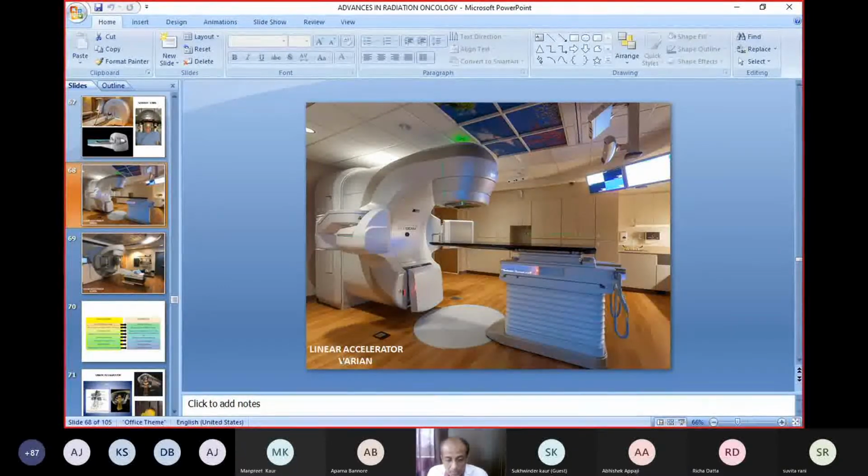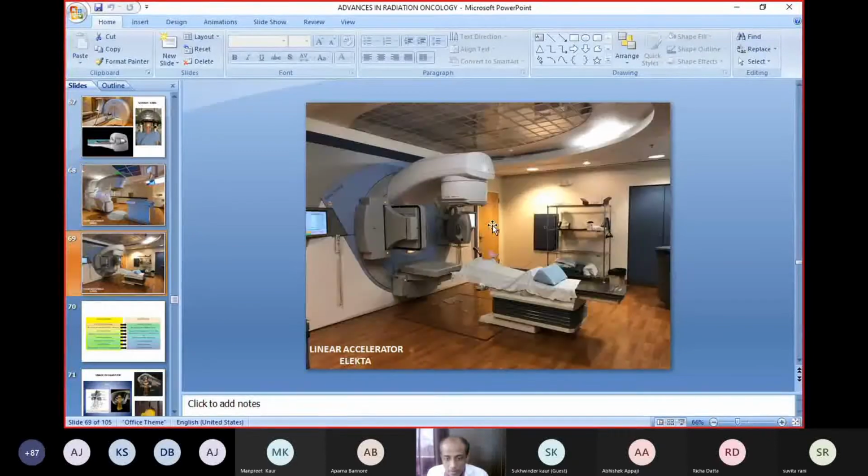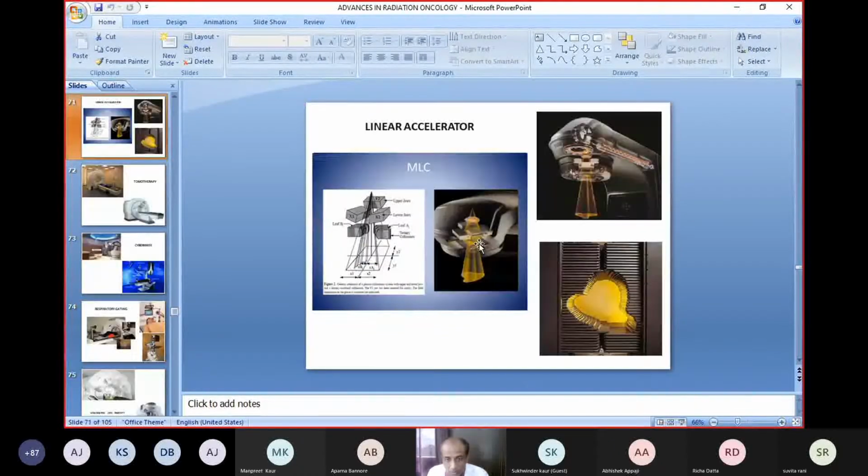So this is a machine by Varian. This we will be getting at our new hospital coming up at Mullanpur, Mohali this year. And this is the existing machine by Elekta at our Sangrur center. On this treatment unit, we are delivering the radiation therapy to the patient. Here also you can see this is the treatment head from which radiation comes, and this is the CT scan head through which we take the CT scan of the patient.